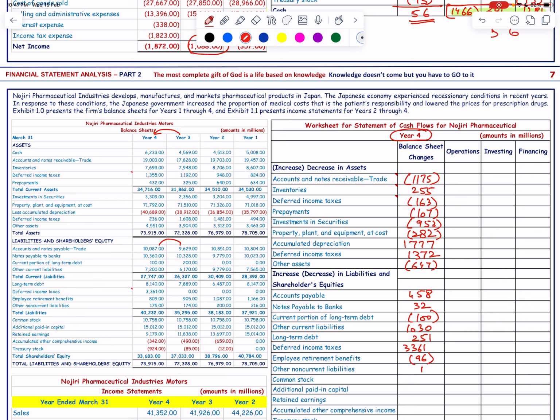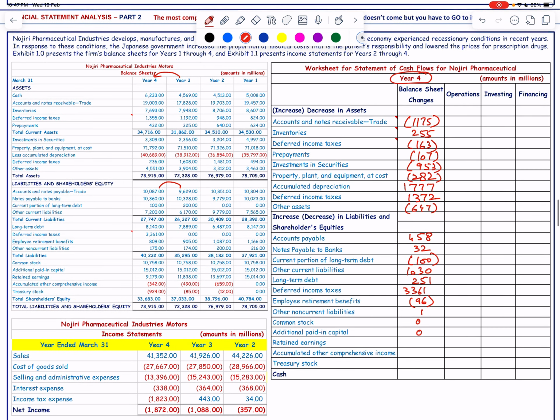Common stock and the additional paid in capital, there is no change. For the retained earning, there is a decrease of 2659. Then accumulated other comprehensive income, you can see that there is an increase of 148. And then the treasury stock, there is a decrease of 839. So we are going to put it in bracket.